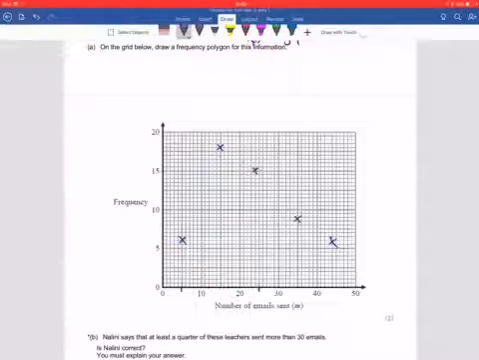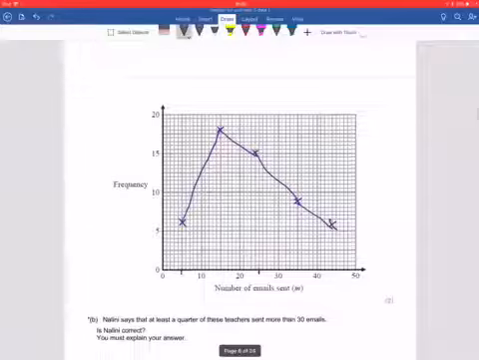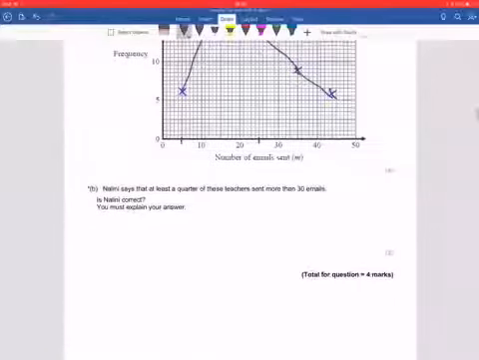Right, you are going to use a ruler to draw the frequency polygon, and you are going to connect them all up with absolutely straight lines. Do not draw a line at the bottom. Absolutely do not. Don't make it a polygon. I know it says polygon, you want to join it all up, but don't do that.